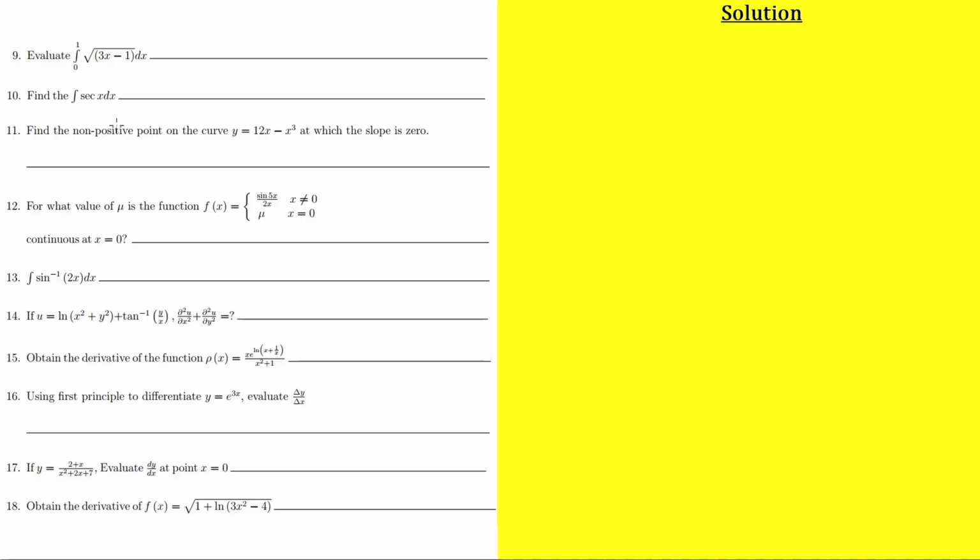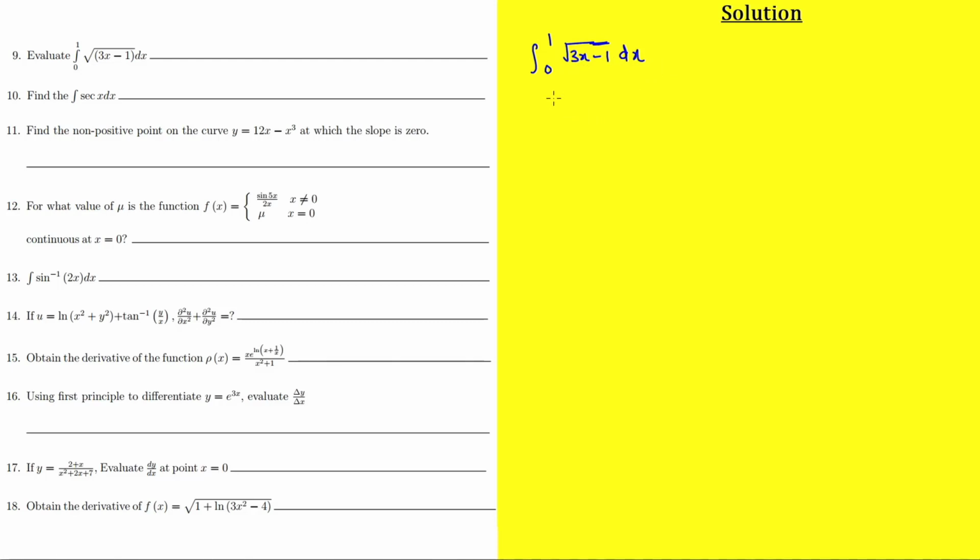Alright, so in this question 9, we are asked to evaluate the integral from 0 to 1 of the square root of 3x minus 1 dx. Okay, now let's do it together. If you have the integral from 0 to 1 of the square root of 3x minus 1 dx, we want to find the definite integral of this.